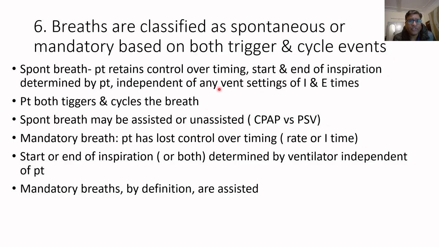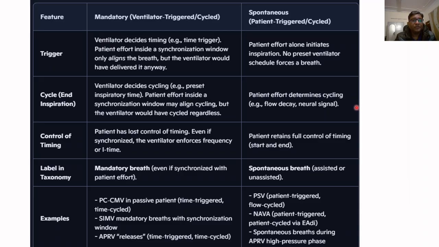For a spontaneous breath, the patient should retain control over the breath size and breath time. That is important. So in this table, let's look at it again. In a mandatory breath, in terms of trigger, it will really be a time trigger. Patient effort, if it happens inside a synchronization window, the ventilator will align that breath with the patient's effort. The ventilator would have delivered it anyway, so it becomes a mandatory breath.